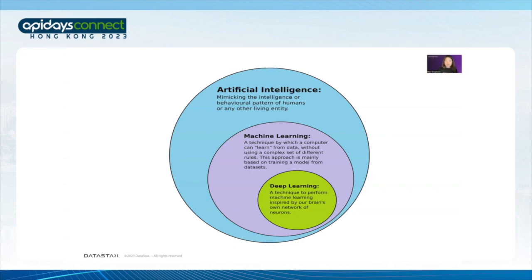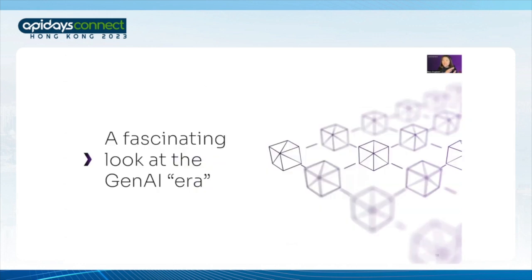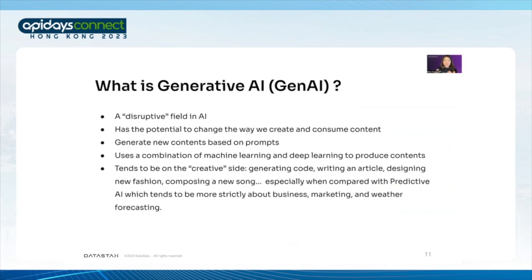If you go deeper into the core of this onion, there's deep learning. There's also another layer a little bit outside of it, the neural networks. But the very deep one is deep learning, which also performs machine learning. The difference is that it does things that mimic how the human brain thinks, how neurons communicate with each other inside our brain. That's pretty fascinating. So let's jump ahead to the present era of generative AI. What is generative AI, Gen AI? It is a very disruptive field in AI.